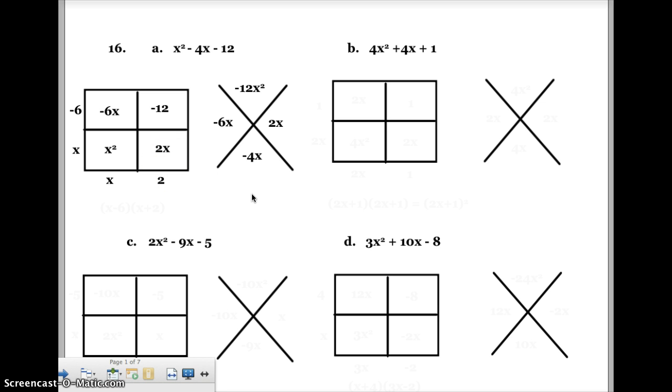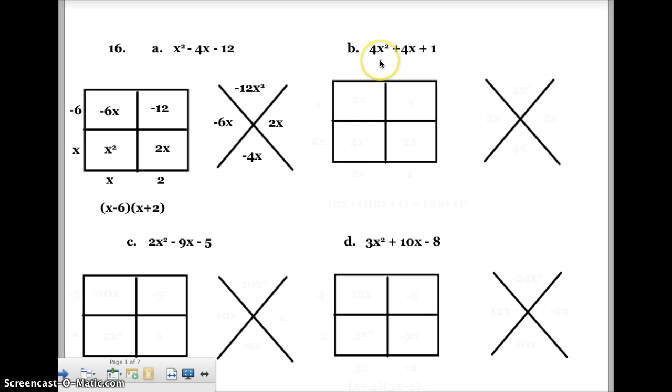Now to write that as a product, I'm going to take x plus 2 times x minus 6. And that is this quadratic, which is written as a sum up here, and now I've written it as a product down here. And that's going to be an important thing to be able to do, because later in this chapter it's going to explain how that helps us graph a parabola if we're able to factor this quadratic. Okay, let's do the next one.